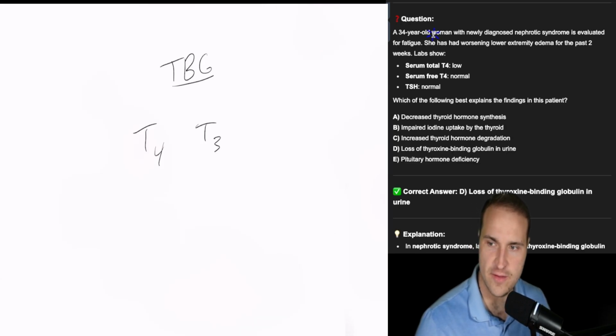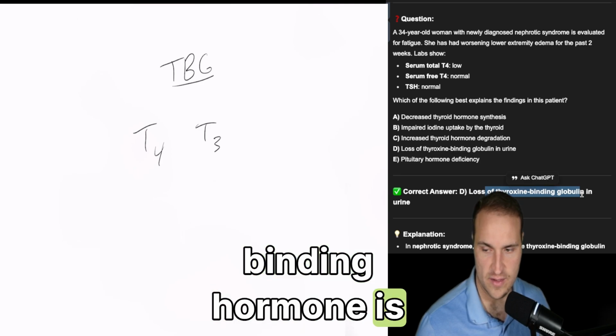All right, in this question, we have a 34-year-old woman newly diagnosed with nephrotic syndrome who is evaluated for fatigue. She has had worsening lower extremity edema for the past 2 weeks. Labs show low total T4. Free T4 is normal though, and the TSH is normal. What explains these findings? The serum total is low, but the free is normal. That means the bound is probably low. And if the bound is low, then the thyroxine binding globulin is probably low.